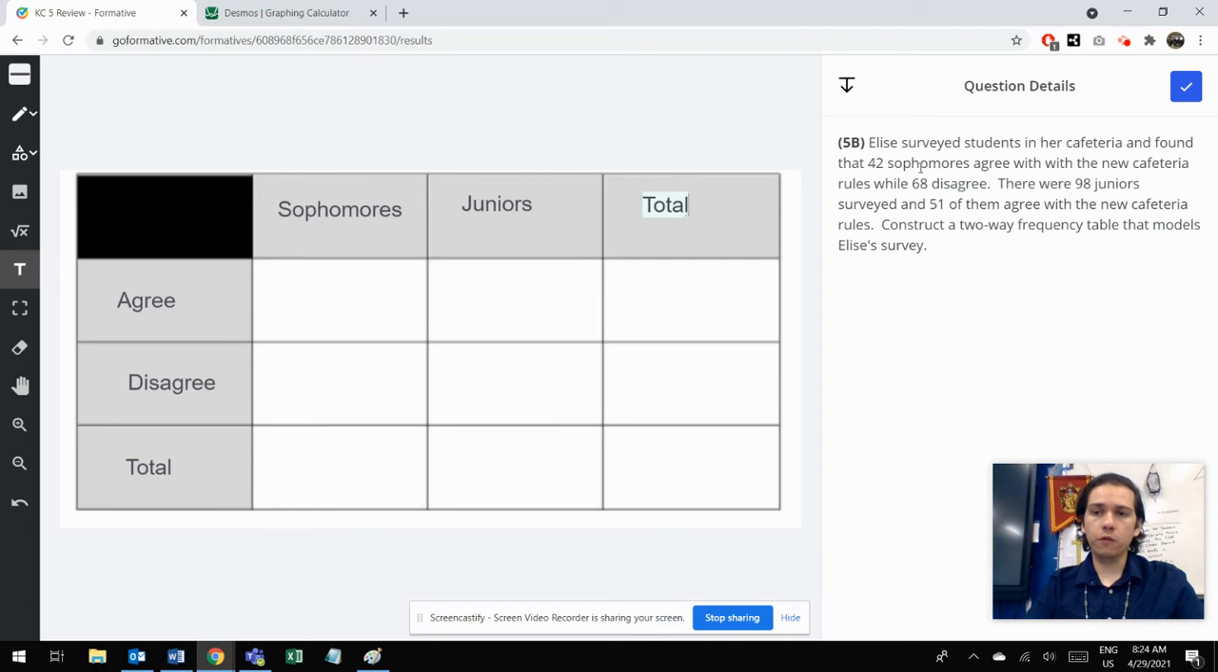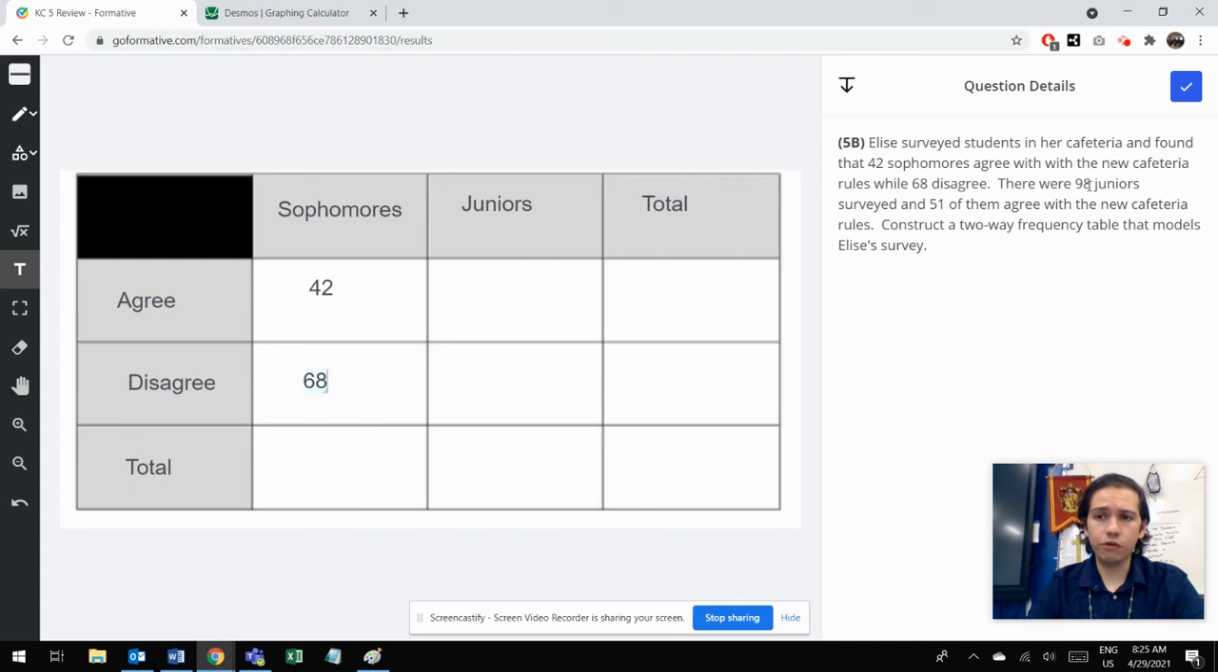Okay, so 42 sophomores agree with the new cafeteria. So I'm going to go to sophomores, and I'm going to find agree. There are three categories here for sophomores. Agree is right here, 42 goes there. 68 disagree. So I'm going to put 68 right there.